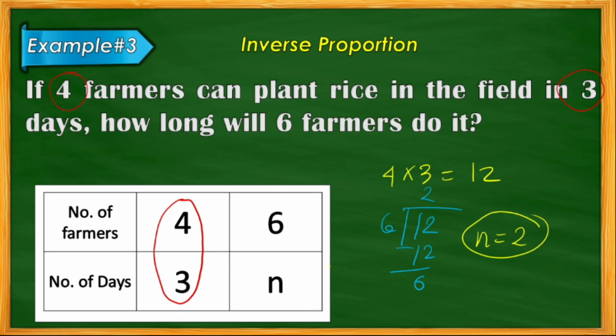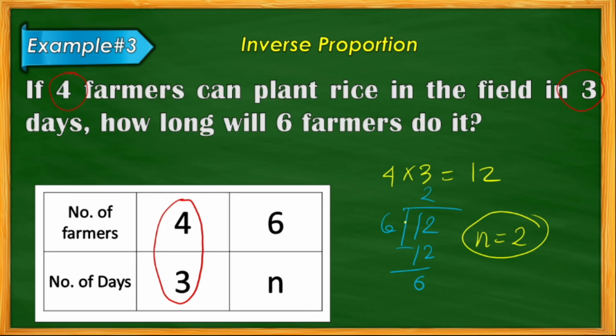Again, you're going to multiply the 2 consecutive digits, 4 times 3, and then divide this one by the remaining digit. So 4 times 3, the answer is 12, then divided by 6, the answer is 2.